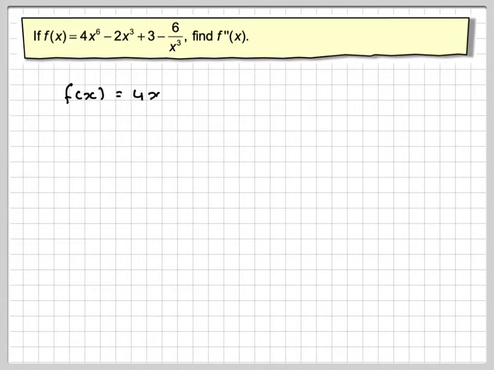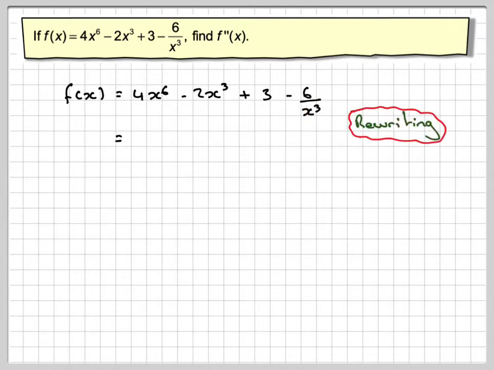So f of x is equal to 4x to the 6 minus 2x cubed plus 3 minus 6 over x cubed. We need to rewrite for this bit here. So that will be 4x to the 6 minus 2x cubed plus 3. And this will become minus 6x to the minus 3.